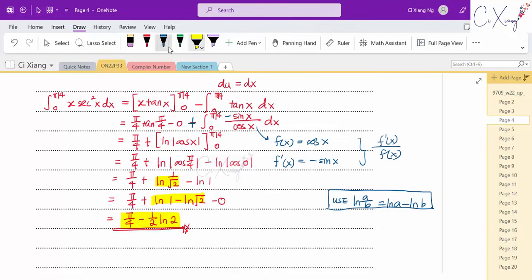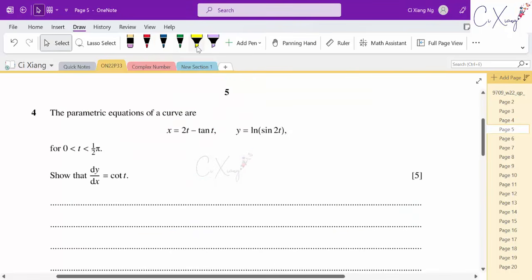Okay, then for your information, this one to this one, it is because I'm using ln x power a can be written as a ln x. Since the square root is power half, I can pull the half in front, and therefore I'm having half ln 2. Okay, so this is how we solve the question.